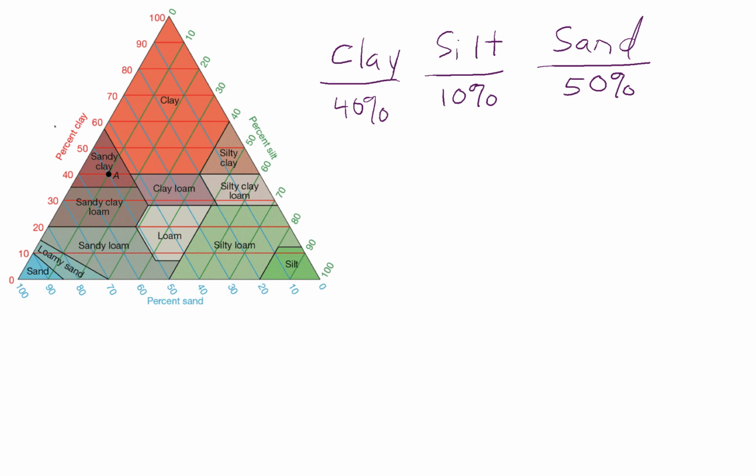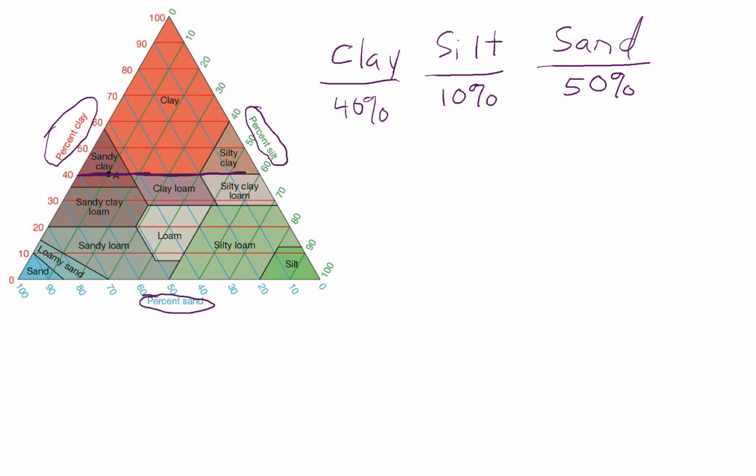So over here, we see percent clay. Over on this side, percent silt. And on the bottom, percent sand. So we find the 40 here on the clay. And that would be this line right here in the middle. Okay, I will go ahead and fill this in.